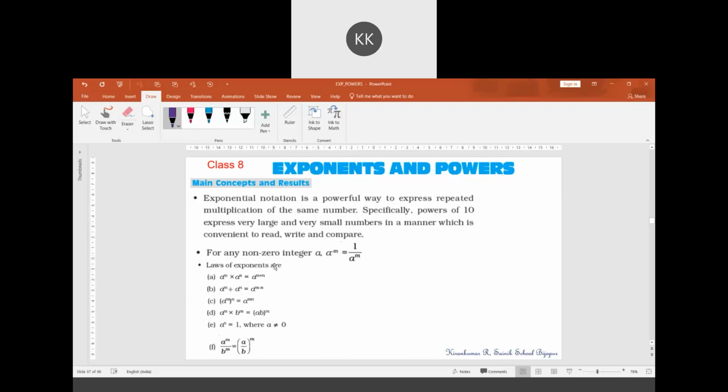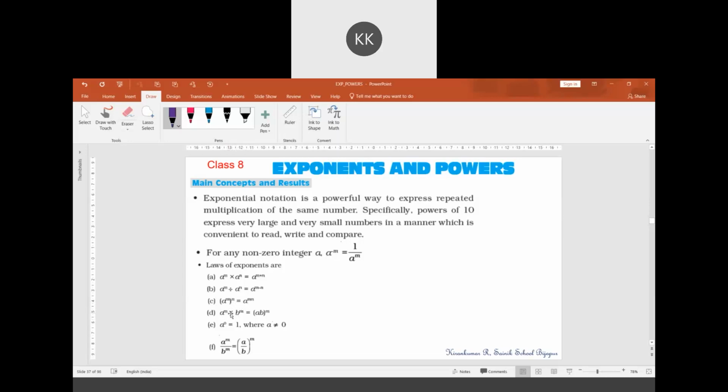Here they have mentioned the first one as a to the power minus m, which is 1 by a to the power m. These are the other laws of exponents. When the bases are same, the multiplication will become addition, a to the power m plus n. When the bases are same, division becomes subtraction, a to the power m minus n. When power of a power is there, they will be multiplied. a to the power of m to the power n is a to the power mn.